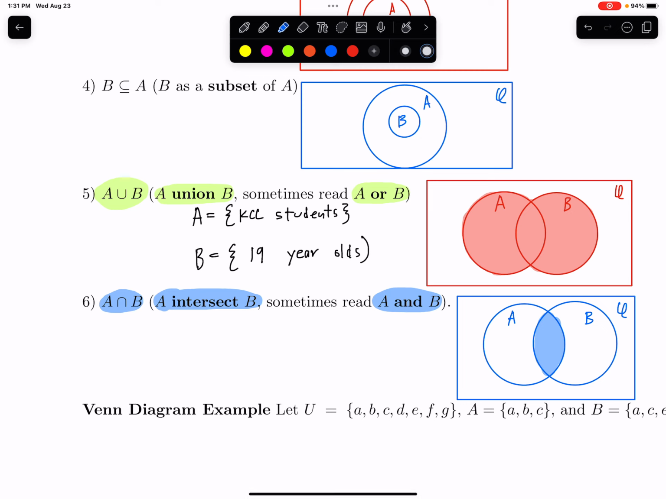Now, why A and B? Well, to be in the intersection, you have to be in A and you have to be in B. Whereas to be in the union, you just have to be in A or you have to be in B. Looking at the context of our previous example, that would mean only the 19-year-old KCC students are in the intersection.